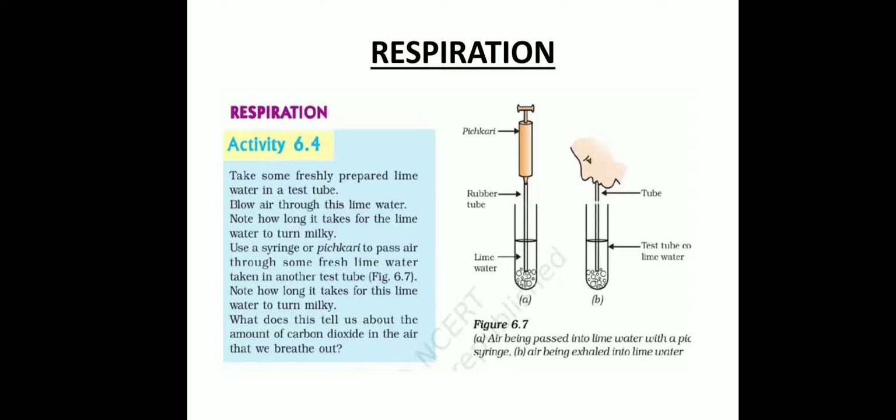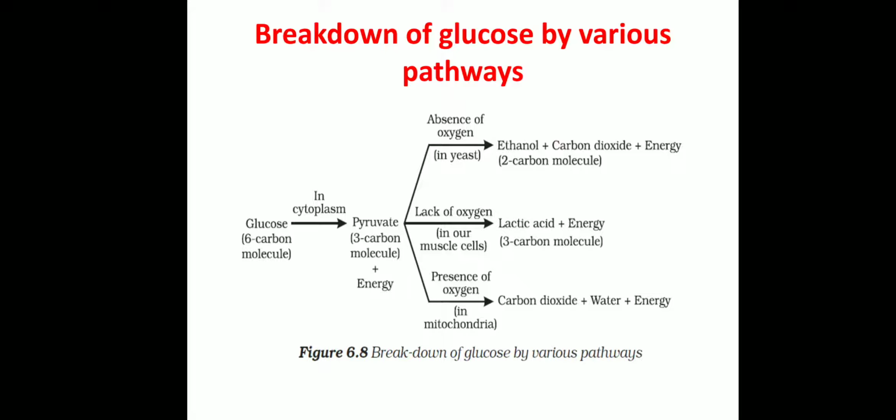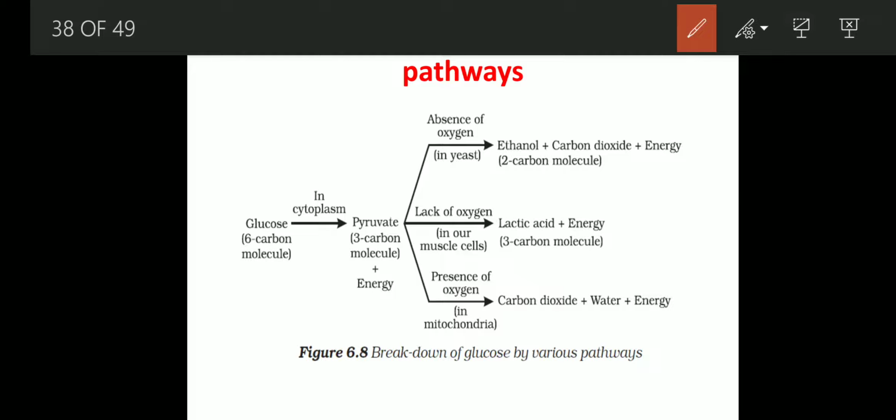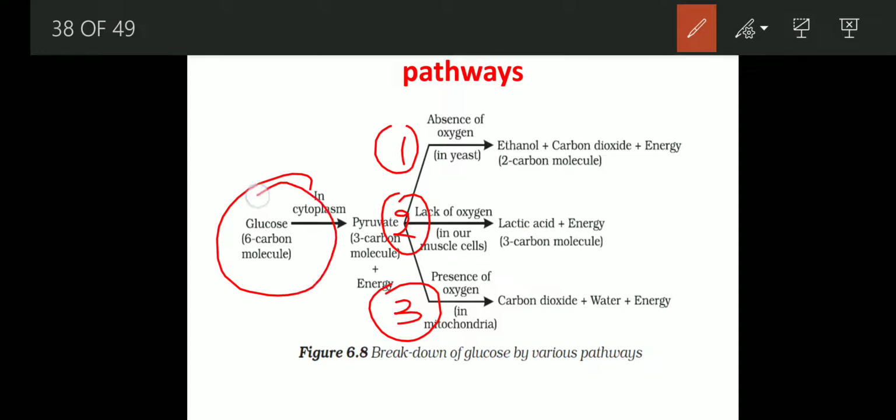Now moving to the next slide, here you can see breakdown of glucose by various pathways. Here 3 pathways are shown. Let me number these for you: first pathway, second pathway, and third pathway. So glucose can be broken down or processed in these 3 ways.